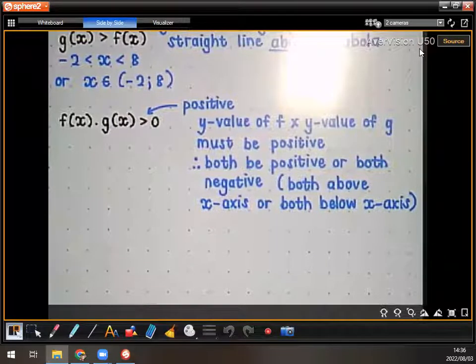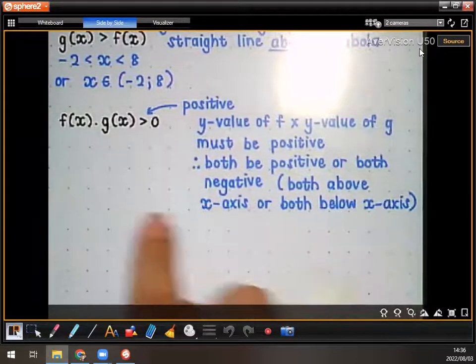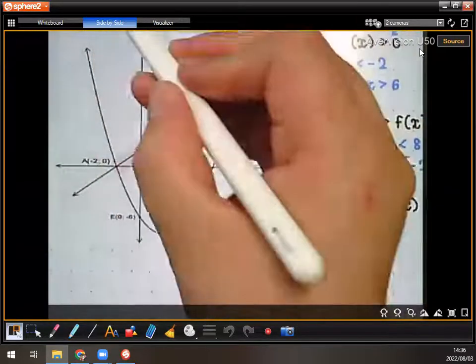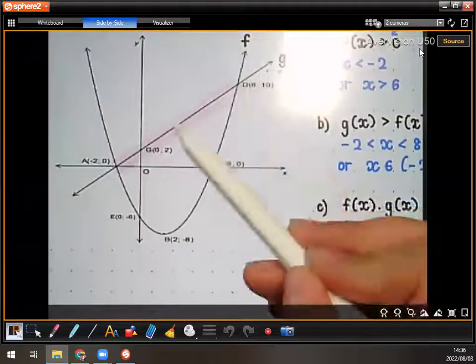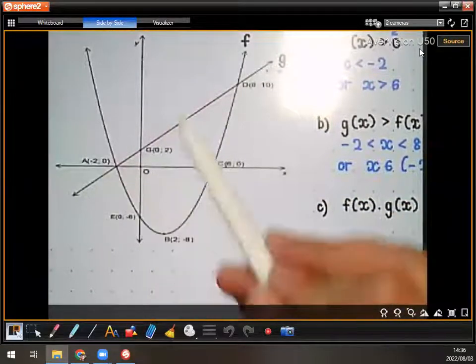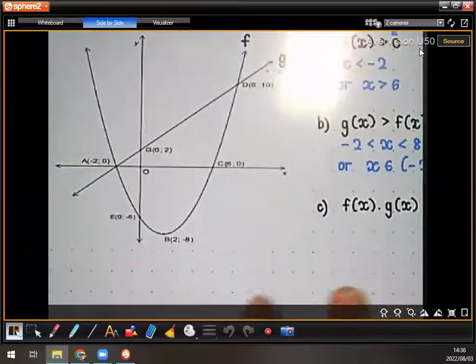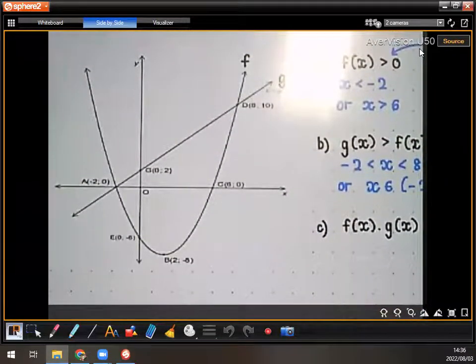So guys, we're not really thinking of graph times graph, right? We're actually thinking y value of a point on a graph multiplied by y value of a point on the other graph. So we're literally looking for where are both graphs positive at the same time? So where are both of them above the x-axis?